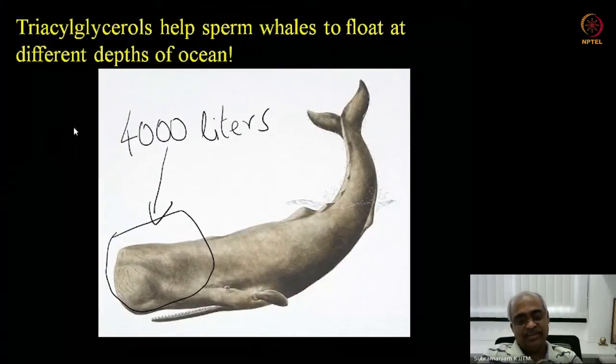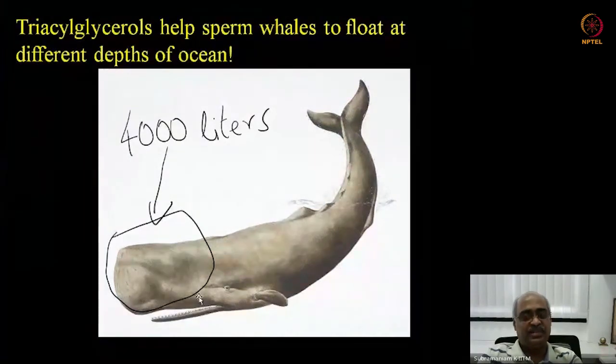So why is this whale storing so much fat there? That is primarily because its triacylglycerol has a happy mixture of length and degree of unsaturation such that when it dives deeper from the surface, the surface is going to be warmer, at the air-water interface, and due to that this fat will be liquid. So its density will be lower and it can neatly float on the surface.